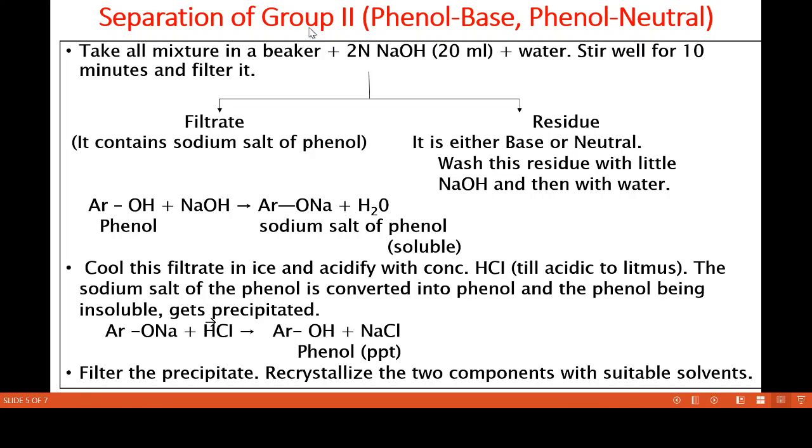At that time what we have to do, we take all the mixture in a beaker, we add, sorry, 2 normal NaOH, then we filter that part. We get filtrate and residue; the residue contains the second solid compound, while the filtrate contains the first solid compound. On that filtrate we add concentrated HCl, we get the PPT, again filter that PPT, dry it well and recrystallize with the proper solvent. In this way we separate the two compounds by group second.